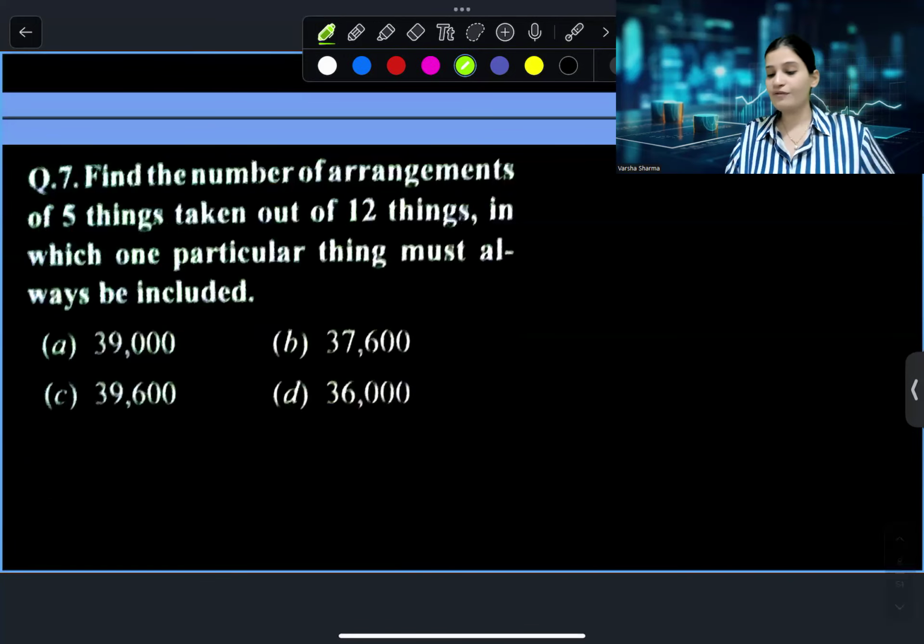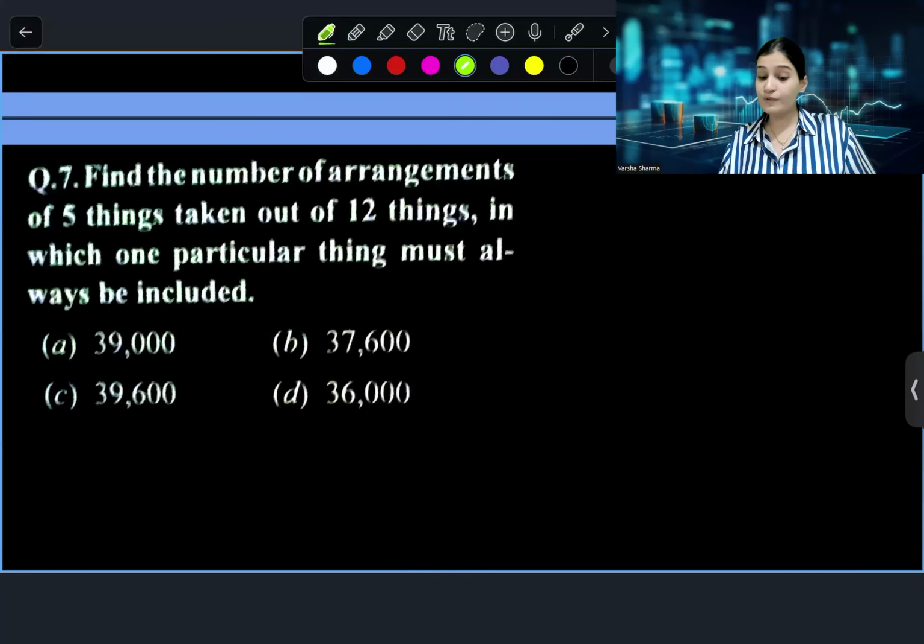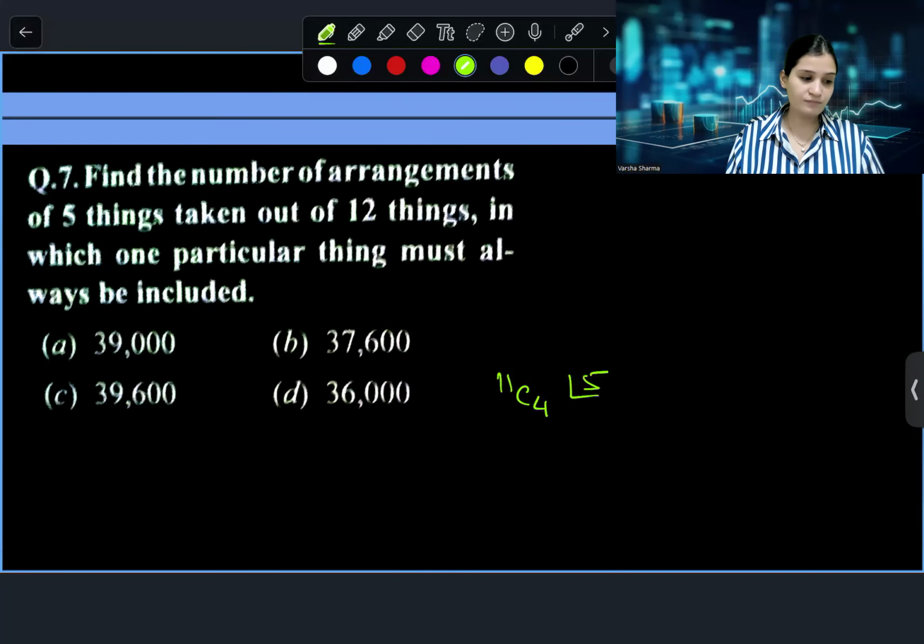Find the number of arrangements of 5 things taken out of 12 in which one particular thing will always be included. So first we select the remaining 4 out of 11, select the 4 and that one person. So total 5 and then 5 factorial. 39,600. Any doubts?